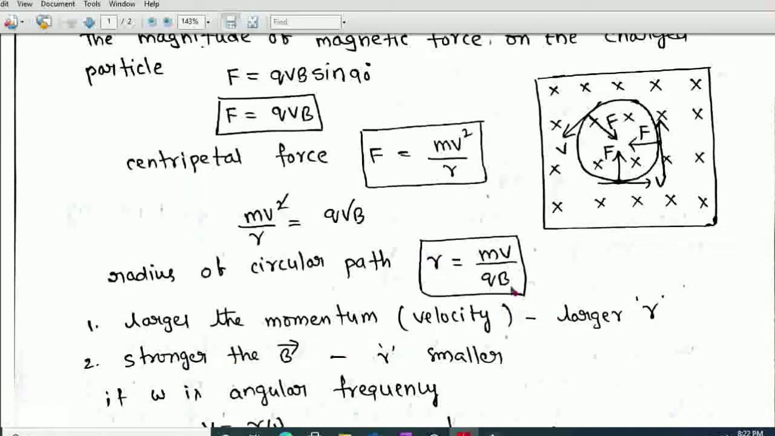And the stronger the magnetic field, the radius is inversely proportional to the magnetic field. The stronger the magnetic field, the smaller the radius of the circular path.